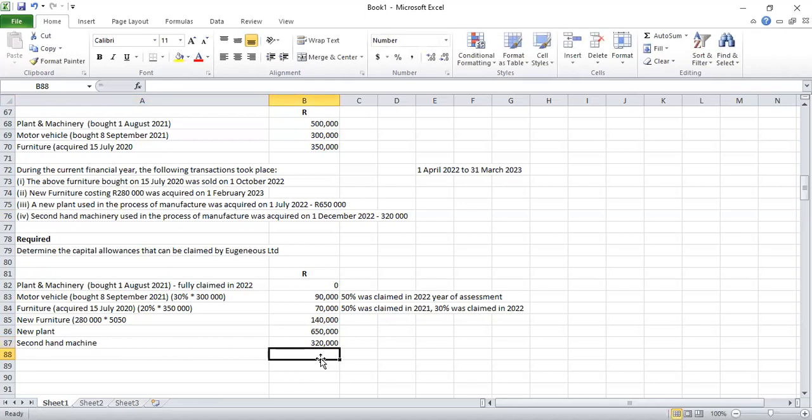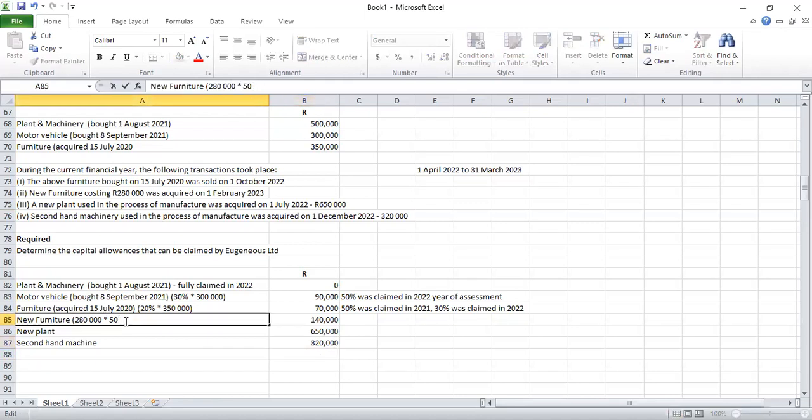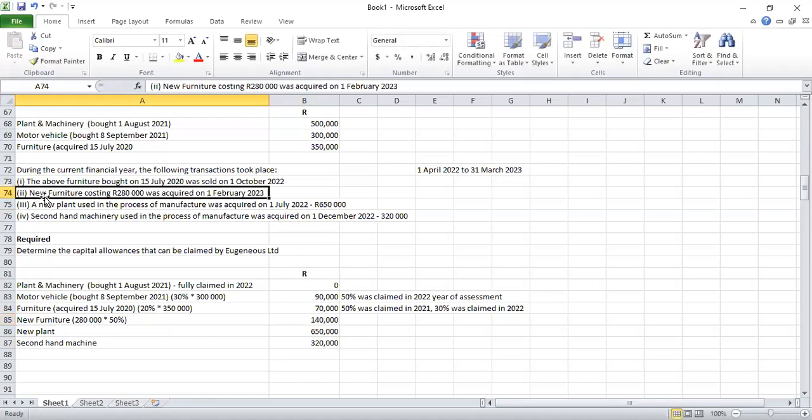Eugene, could you please repeat the new furniture, the 280,000? It's in the first year. So remember that other assets, they claim 50% in the first year. So it was bought on 1 February. So the fact that it was bought on 1 February, that means we only used it for 2 months. That is not an issue with us, as long as you are claiming Section 12E allowance. Section 12E allowance is not apportioned.